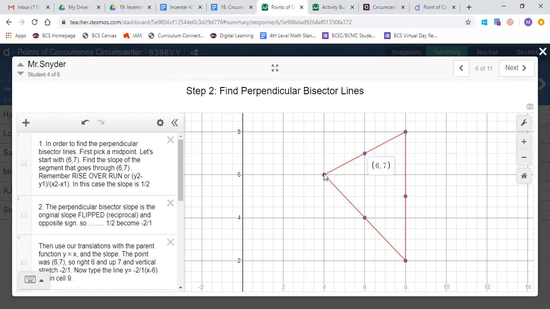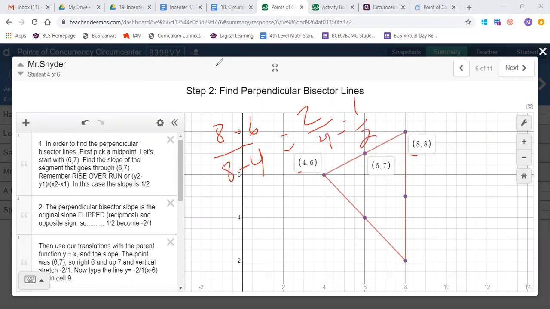So for example, if you look at 4, 6, and 8, 8, we can go ahead and find the slope by subtracting the y's and then subtracting the x's. So 8 minus 6 divided by 8 minus 4. So let's just write that out. 8 minus 6 over 8 minus 4. And that gives us 2 over 4, which is the same thing as 1/2.